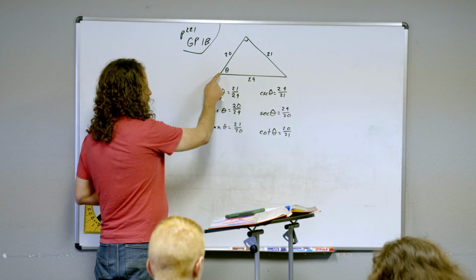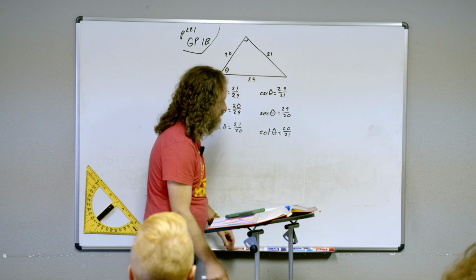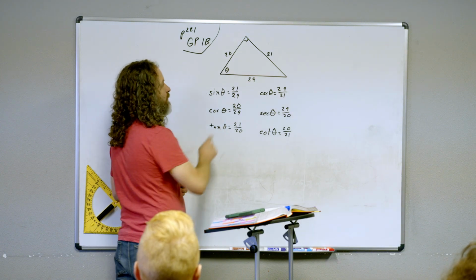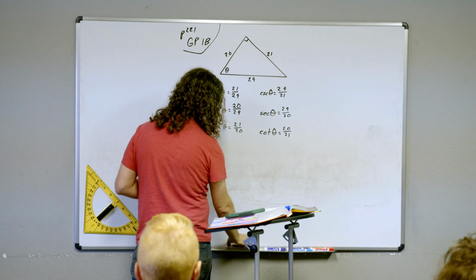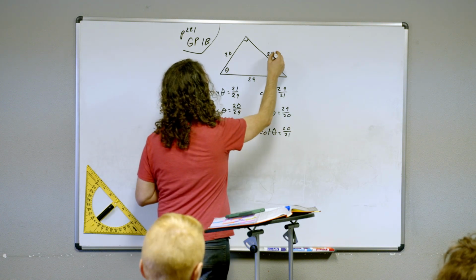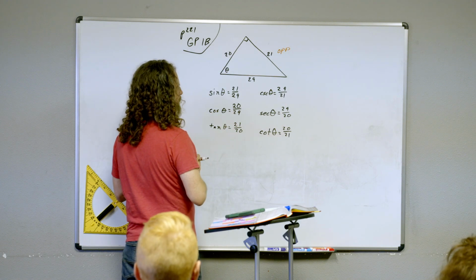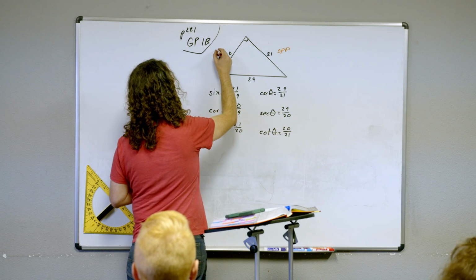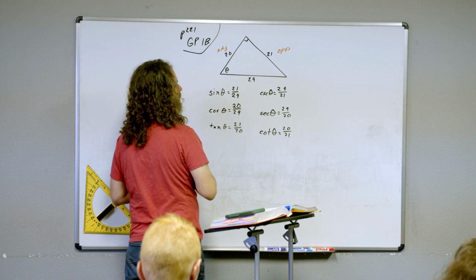So which one is opposite to this theta? 21. Right? So this is opposite of this angle. Which one is adjacent to this angle? 20. And which one's the hypotenuse? 29.